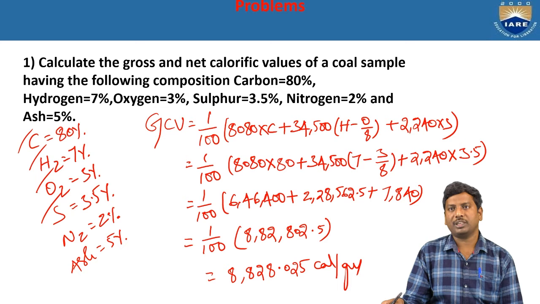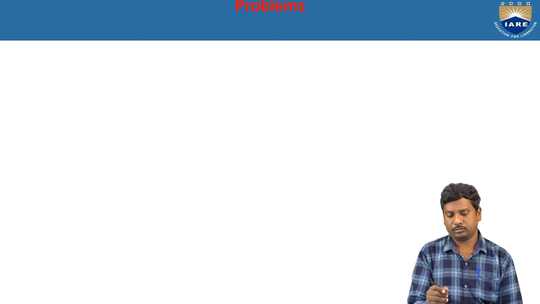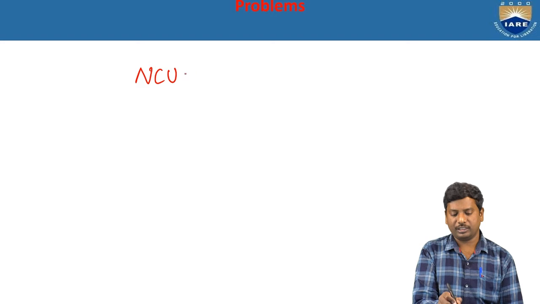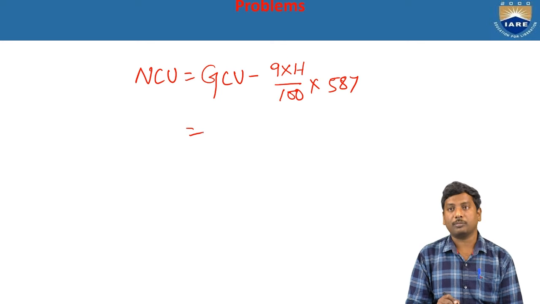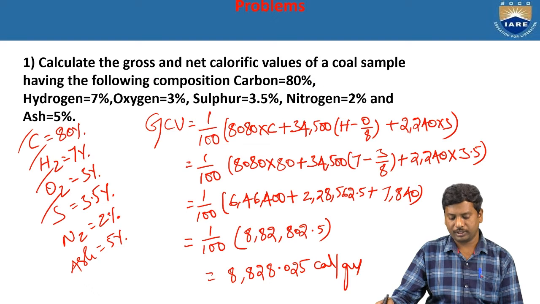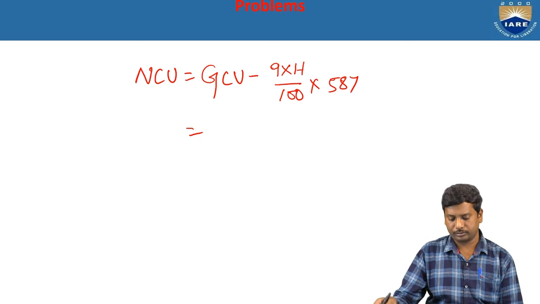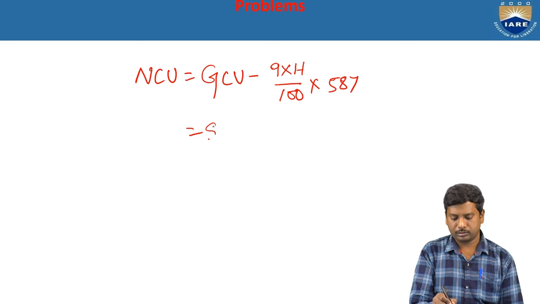Next, we see the determination of net calorific value. That means NCV. NCV is equal to GCV minus 9 into hydrogen by 100 into 587. So this is the formula. What is the GCV value in previous slide? 8,828.025.